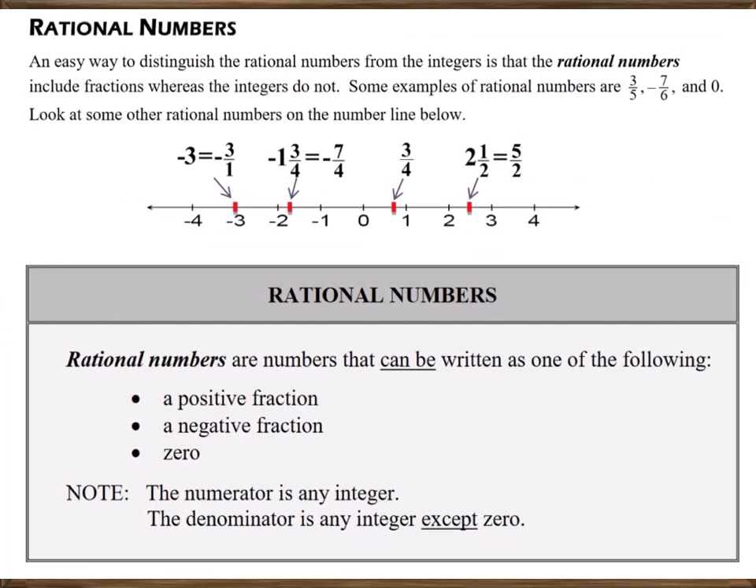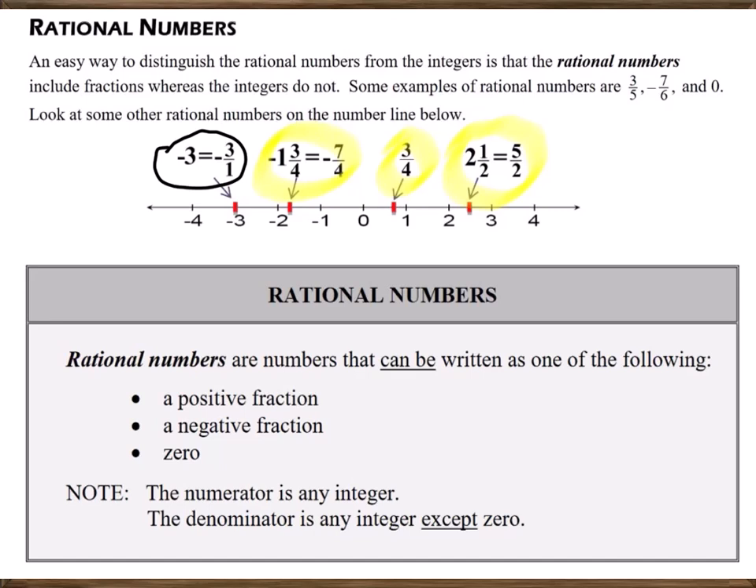So let's talk a little bit more about rational numbers. An easy way to distinguish rational numbers from integers is that rational numbers can include fractions, whereas integers do not. If we look at a number line, there are some values on the number line, for example, here, this is a rational number, but not an integer. This is also a rational number, this is a rational number, but they are not integers. Can you see any examples of numbers that are both rational numbers and integers? Notice that -3 is an integer, but it also can be expressed as a ratio of two integers.